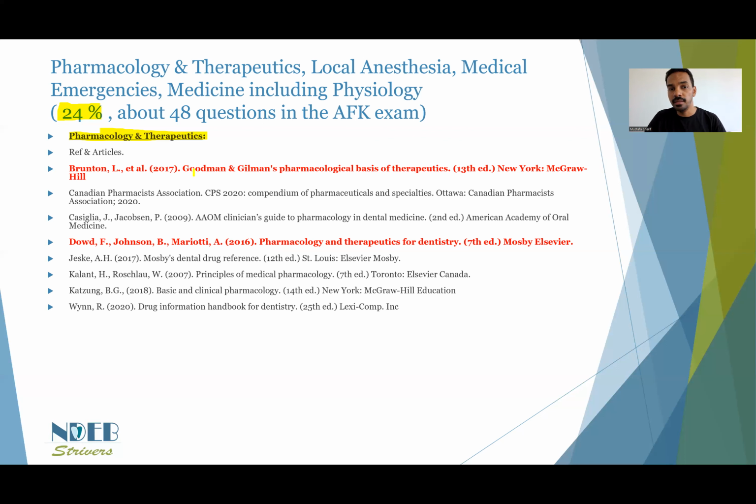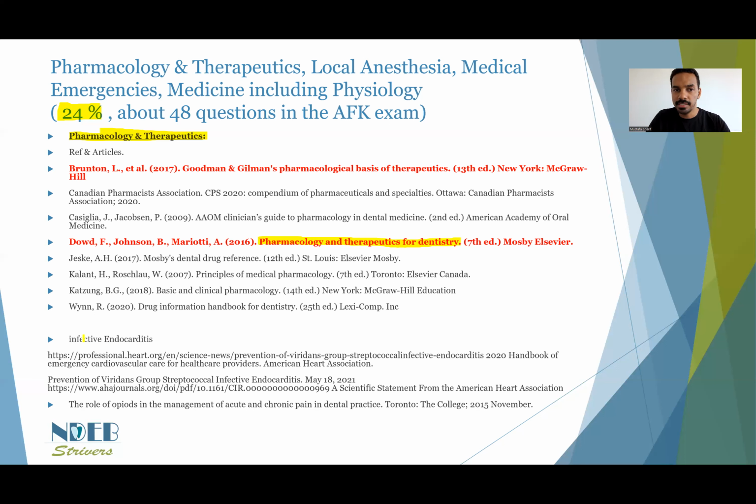So Goodman and Gilman's Pharmacological Basis of Therapeutics is an important book. And also Pharmacology and Therapeutics for Dentistry, which is also a very important book. So I used to have this one, and I will show you exactly how to sometimes refer to the references in a smart way.